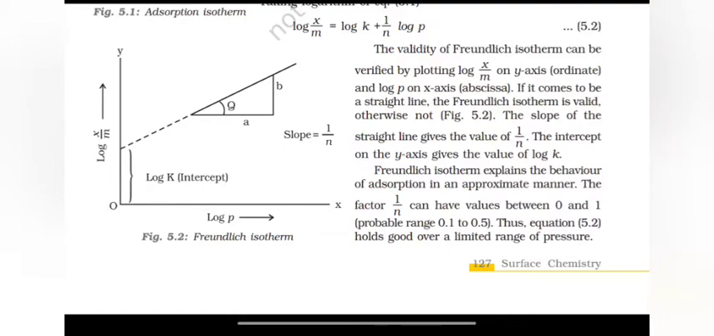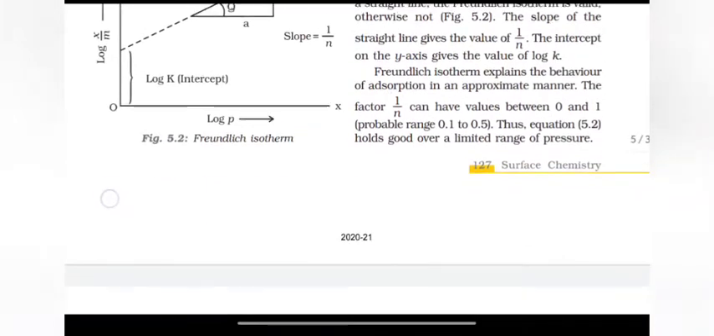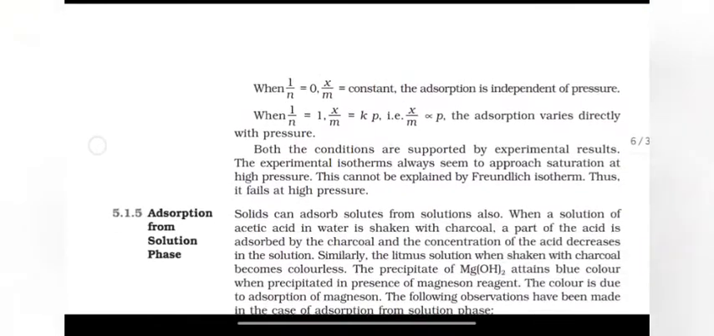The slope of the straight line gives the value of 1/n. The intercept on the y-axis gives the value of log k. Freundlich isotherm explains behavior of adsorption in an approximate manner. The factor 1/n can have values between 0 and 1. Thus, the equation holds good over a limited range of pressure.